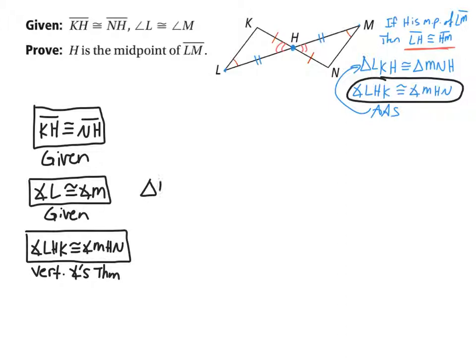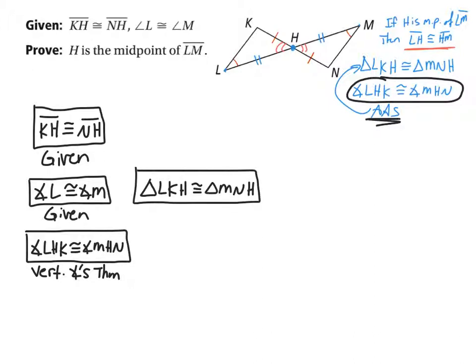Okay, so those three pieces of information, which are marked on the diagram in red, allow us to say that triangle LKH is congruent to triangle MNH. And again, we have discussed this already because of angle, angle, side. Don't forget when you're writing flow proofs to put in arrows. You've got to tell me what is giving me what. Those three pieces of information come together to tell me the triangles are congruent.